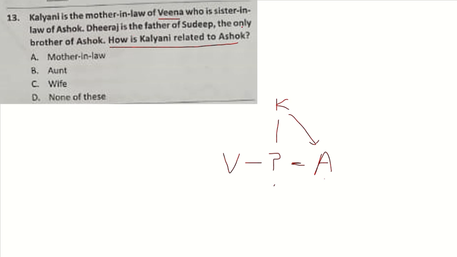Dheeraj is the father of Sudeep, the only brother of Ashok. So that also makes sense in this scenario if this person is Sudeep, the only brother of Ashok, and Dheeraj is his father, who is married to Kalyani, the mother of Ashok, which is not there in the options. So the answer will be option D, none of these.